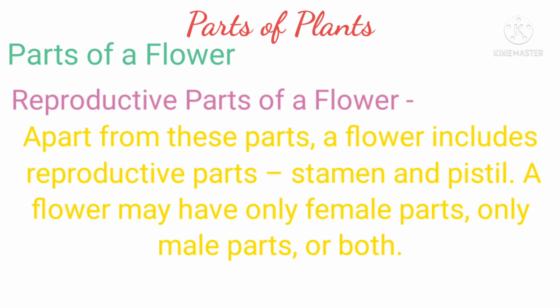This is the definition of reproductive parts of a flower. Apart from these parts, a flower includes reproductive parts, stamen and pistil. A flower may have only female parts, only male parts, or both.